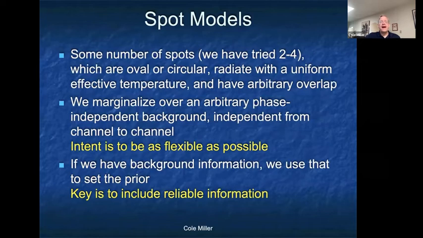The types of spot models that we have used are, we try a sort of simplified approach where we allow the data to tell us what we need to fit. We have tried between 2 and 4 spots. The spots can be oval or circular. They radiate with a uniform effective temperature, but the spots don't have to be linked to each other.